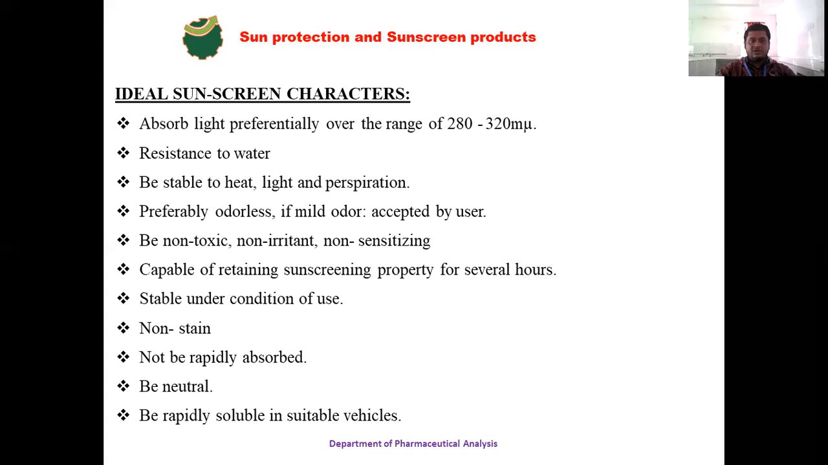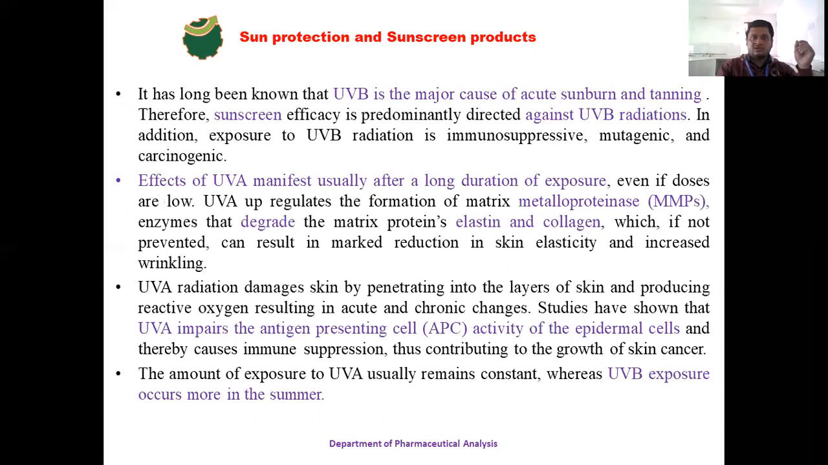Okay, so those are the particular characteristics of sunscreen preparations: it should absorb UV, it should be resistant, it should be stable for a long time, capable of retaining its character for a longer time, it should be stable under conditions of use, non-stain, and it should not be absorbed by the skin. It should be natural and it should be readily soluble in a suitable vehicle. Okay, so this is the introduction part.